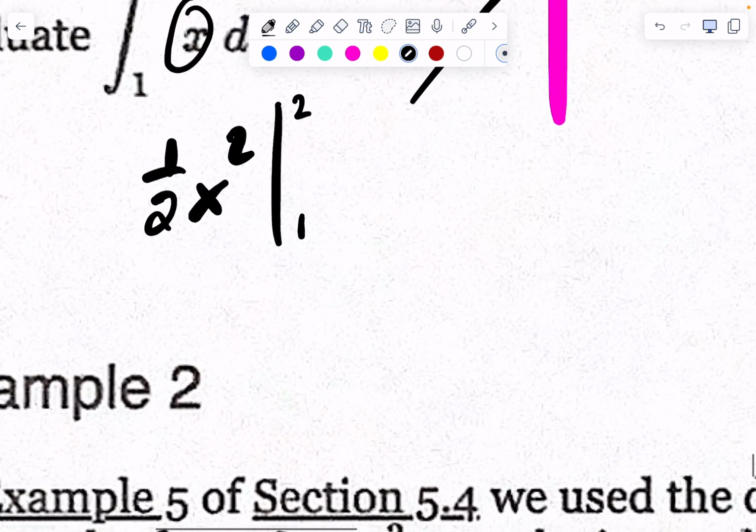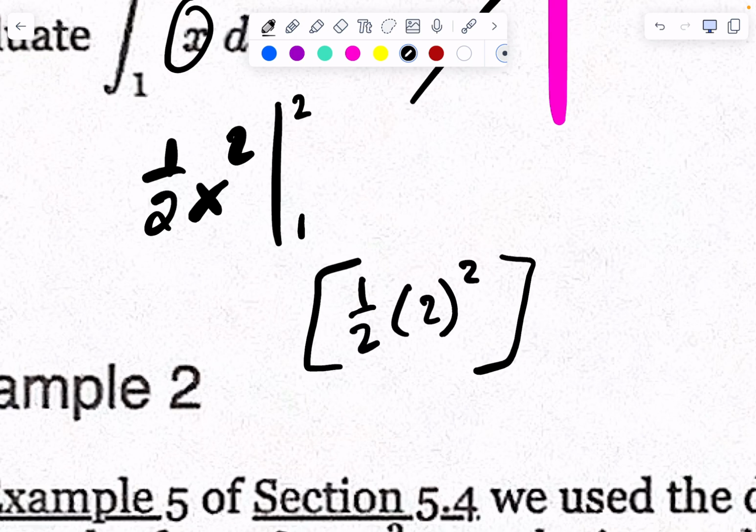So I'm going to plug in 2: 1/2 times 2 squared minus 1/2 times 1 squared.